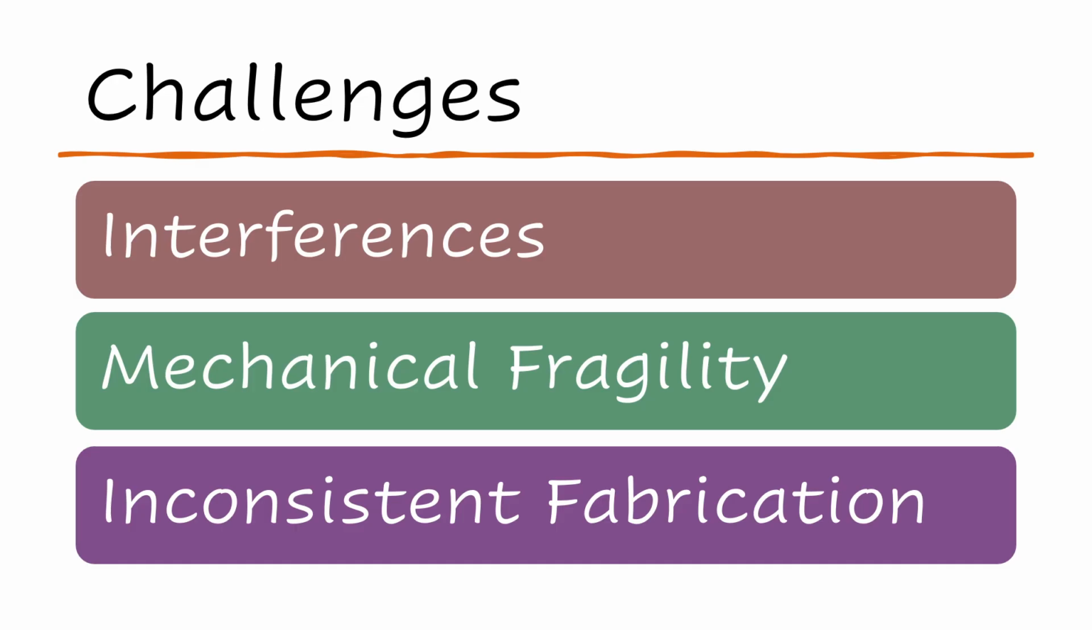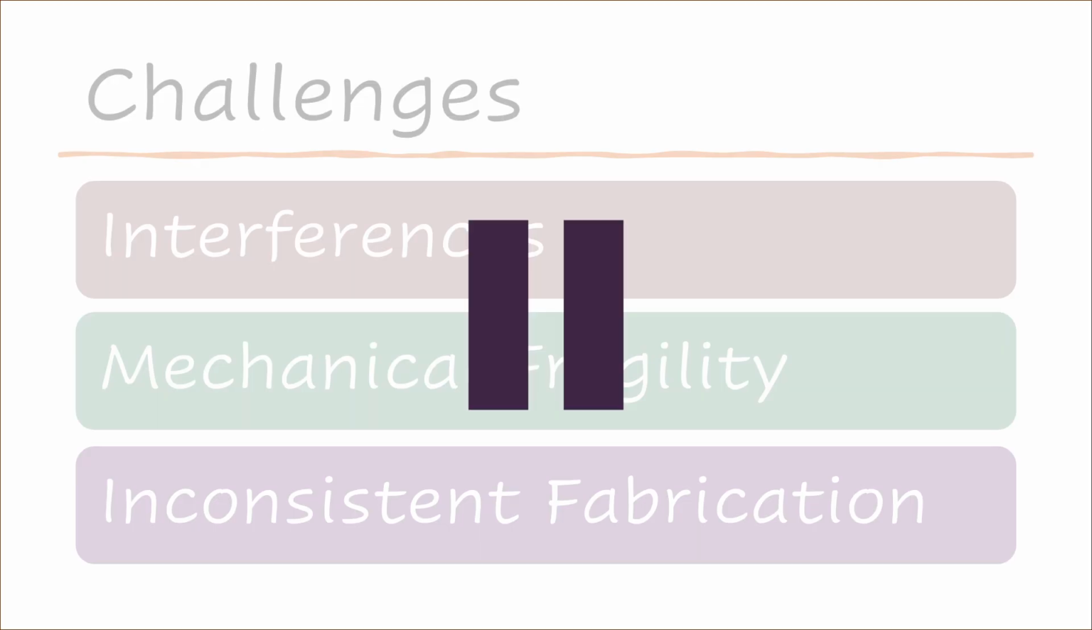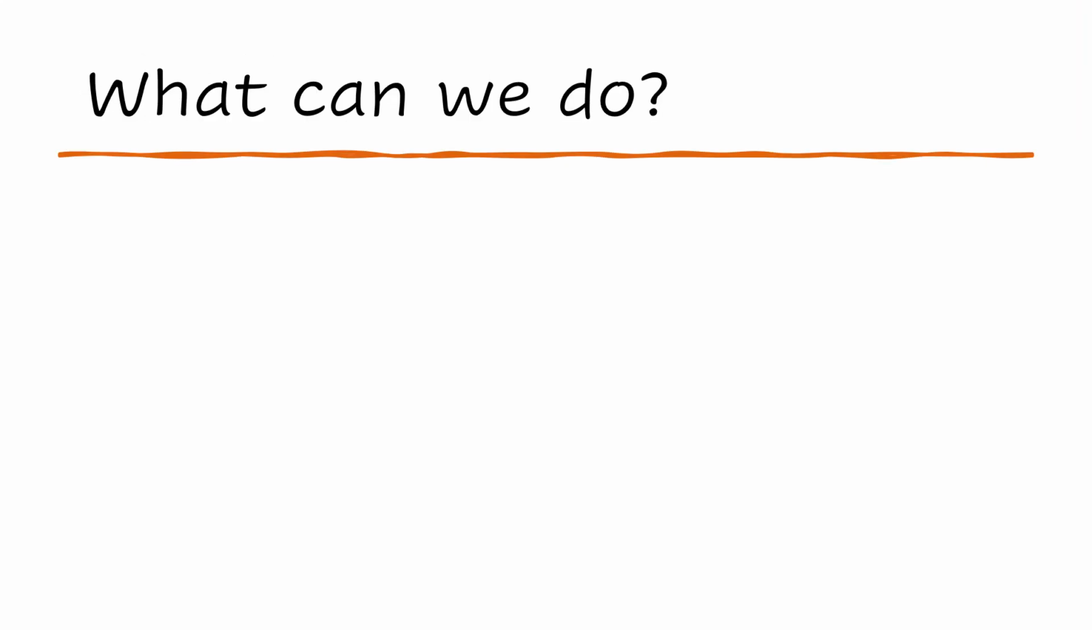Lastly, inconsistent fabrication is a significant challenge. Variations in the manufacturing process can lead to differences in electrode performance, which can affect the reproducibility of results. Ensuring consistent fabrication is essential for reliable and repeatable measurements. The great news is, though, that there are steps you can take to minimize the effects from these challenges. So what can we do to address these challenges?